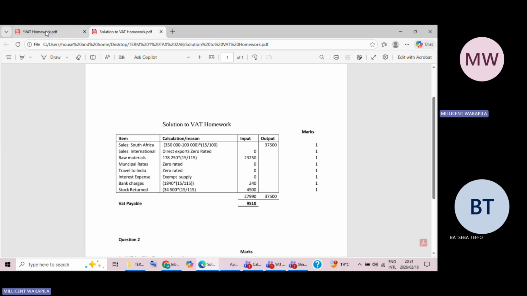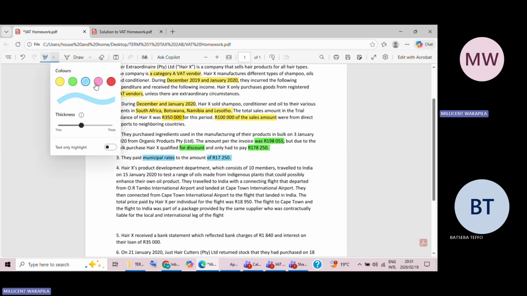So going back, now we are going to transaction 4. Transaction 4 says HairX Product Development Department, which consists of 10 members, traveled to India on 15 Jan 2020 to test a range of oils made from indigenous plants that could possibly enhance their own oil product. They traveled to India with a connecting flight that departed from Tambo International Airport and landed in Cape Town International Airport.